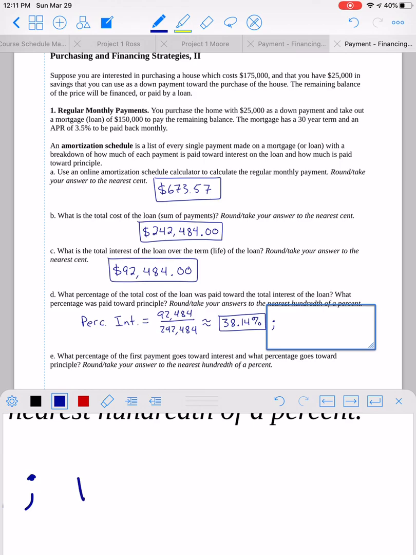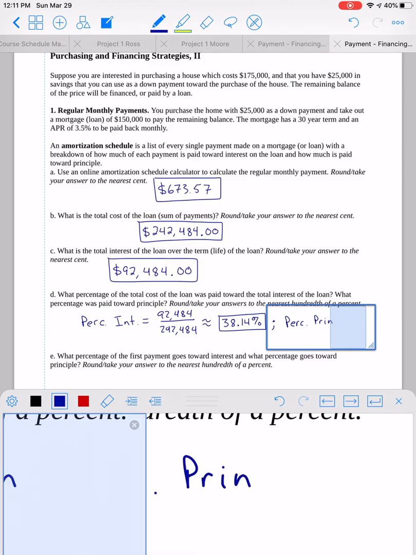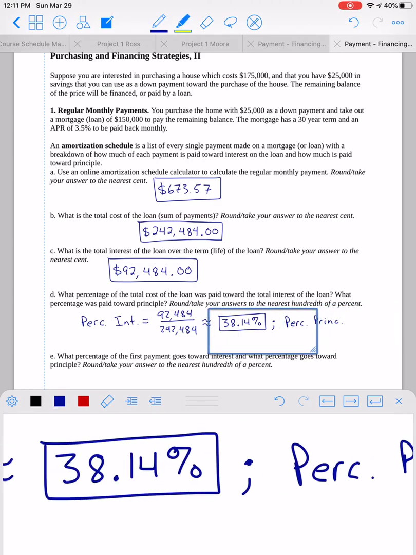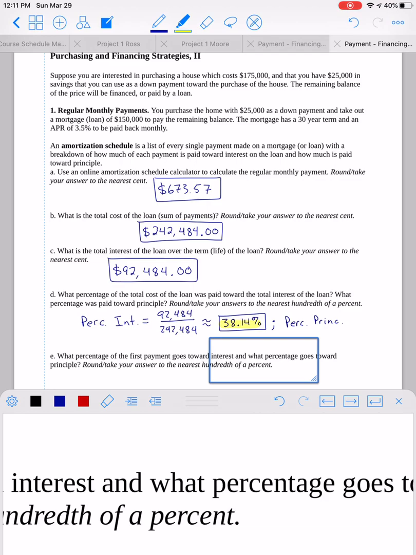Now, percent that's principal, there's an easy answer to this. We could do the same division. Our principal is 150,000. We could divide that by the 242,000 total cost of the loan. Or we can be a little bit more clever. If it's not principal, then it's interest, and vice versa. So if our loan was 38.14% interest total, then the remaining of the 100% is going to be principal.